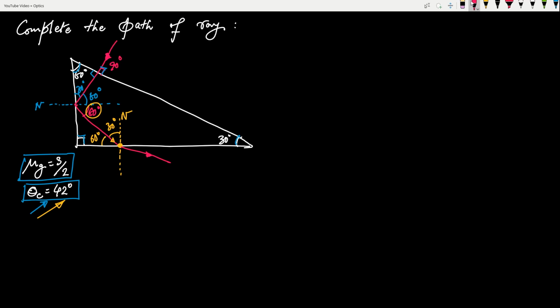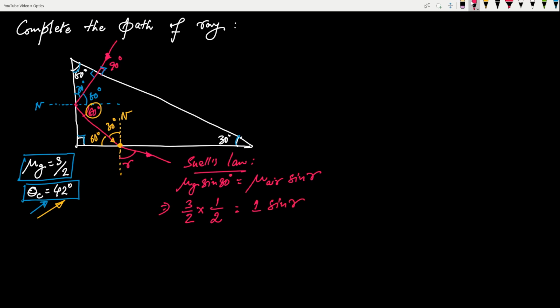Because air is an optically rarer medium, the ray will move away from the normal. So what will be the angle of refraction? Very easy, use Snell's law. The easier way of writing Snell's law is to write the refractive index of the glass medium and the angle formed in the glass medium, sine 30 degree, then the refractive index of the air medium multiplied by the angle formed in the air, that is sine r. Now mu g is given as 3/2, sine 30 is half, and mu of air is 1. Therefore r can easily be found: r equals sine inverse of 3/4. This is the refraction angle. Simple as that. So this is the path of the ray.